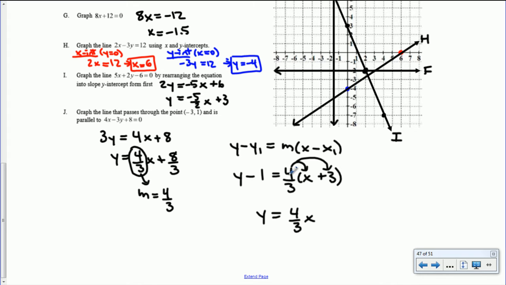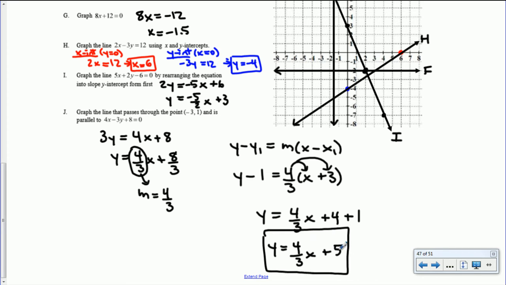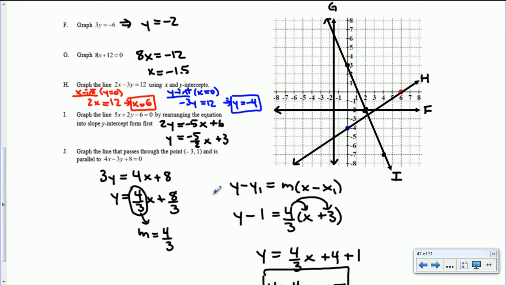4/3 x, okay, and then 4/3 times 3 will be 4, and then I need to add 1 to both sides, so y is equal to 4/3 x plus 5. So that'll work. I can use that to graph J.